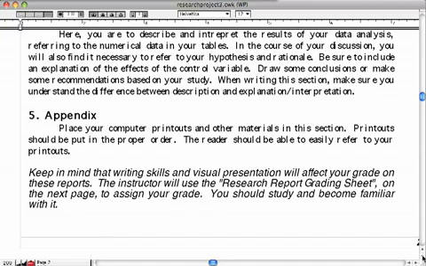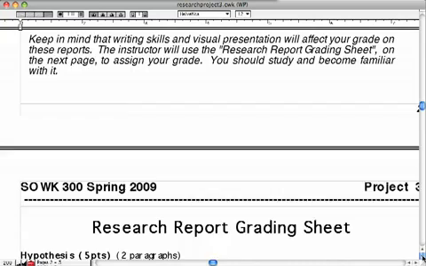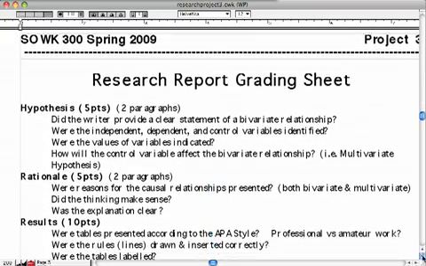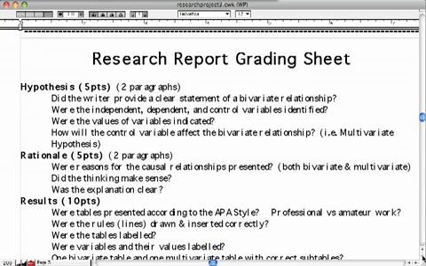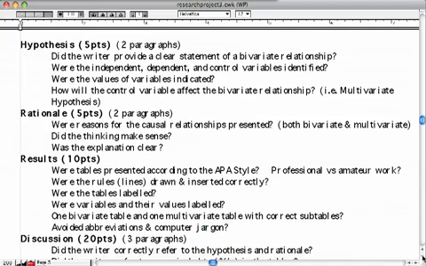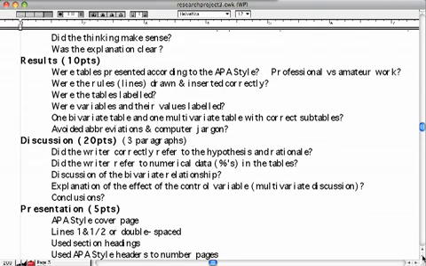Now, in the appendix part of your paper, you guys are going to use PDFs because I don't want any paper printouts, but you should print copies for yourself and have hard copies as well as electronic copies. And keep in mind that the way your paper looks does also affect your grade. There's also a section in your workbook on the research report grading sheet. So if you're wondering why you got the grade that you got for your research report, this is going to tell you everything that I'm looking for.